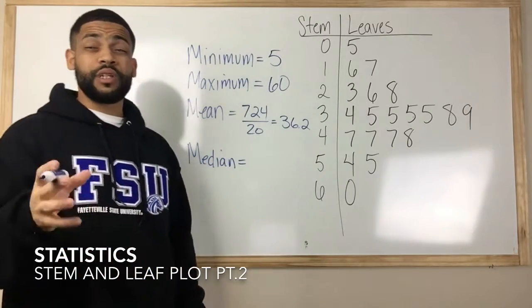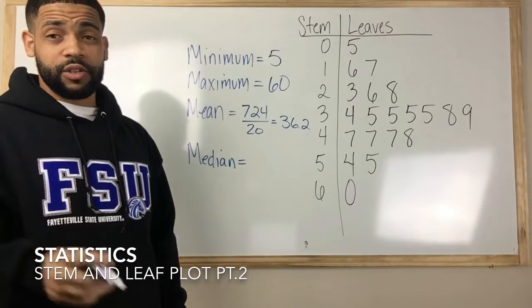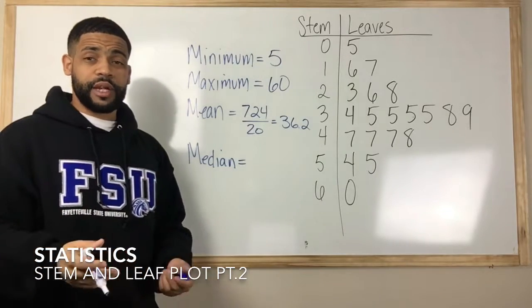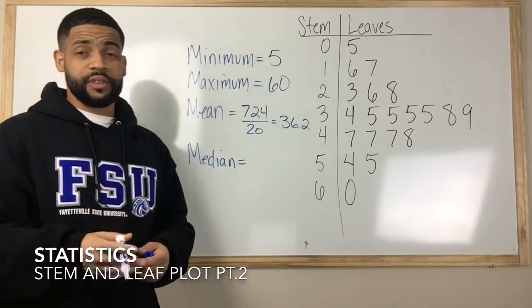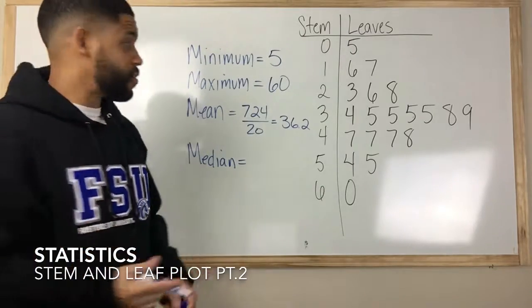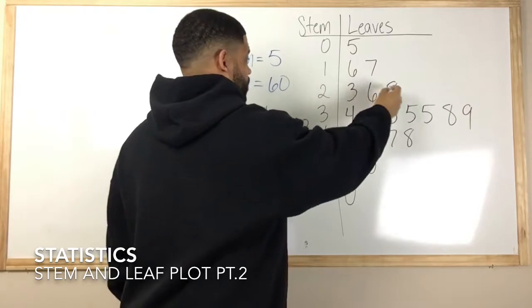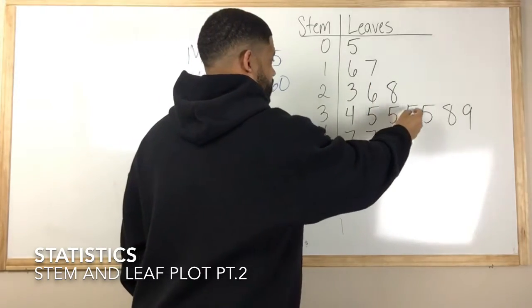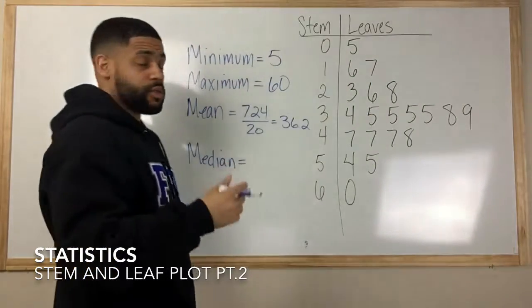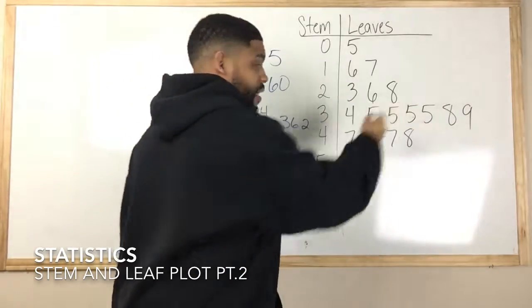We can find the median, which is the middle number. Now, if we have 20 elements in the data set, or 20 numbers in this data set, we would actually take the 10th and the 11th number and find the average of them. So if I start from the lowest number, 1, 2, 3, 4, 5, 6, 7, 8, 9, 10, 11. So that means the two middle numbers would be 35 and 35.